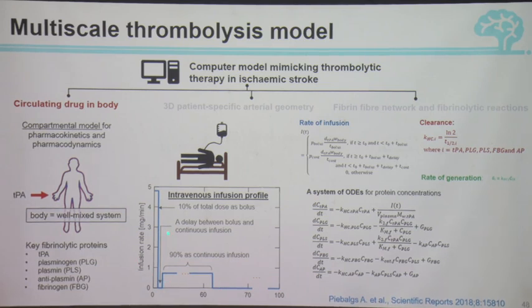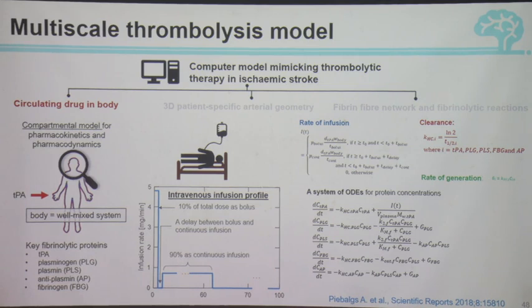So the infusion protocol that we simulated in our model follows the FDA recommended drug protocol for treatment of stroke, which involves 10% of the total dose being delivered through bolus injection, and then there is a short interval, followed by continuous infusion of the rest of the dosage.